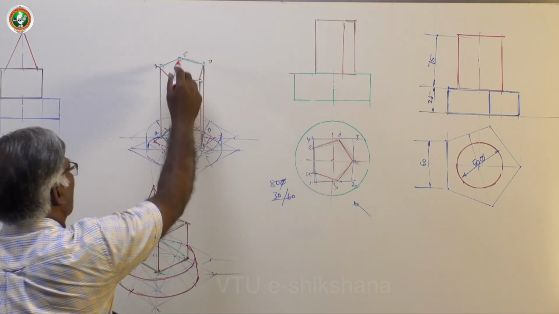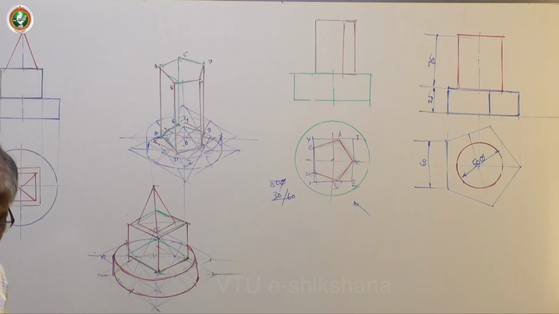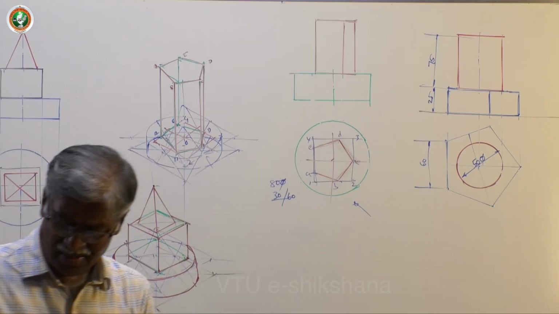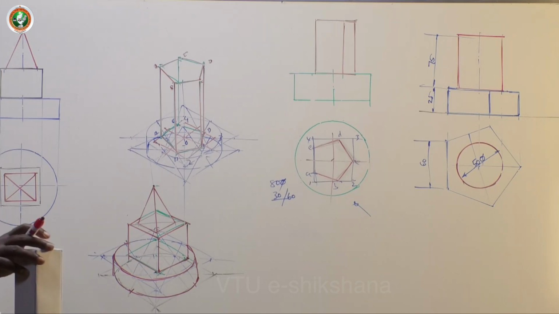So, E1 is not visible. The rest of the lines, the vertical edges, are visible. It is something like this. You have to assume that this is a circular block, and you keep this on it. This is visible, and again the base is not visible. The way you look at it, whether from this direction or this direction.